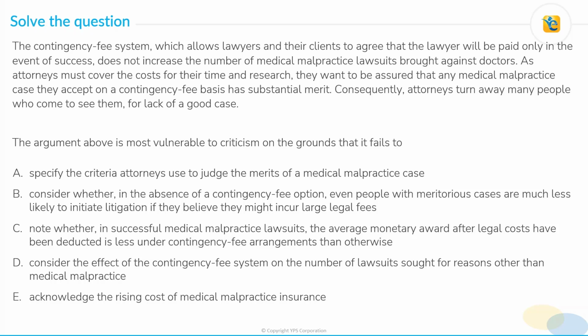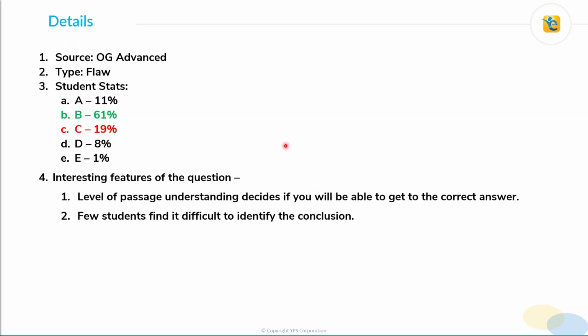Alright, so I'm assuming that you have solved this question. So let me share some interesting details. It is a flaw-based question from OG Advanced. The correct answer choice B has been selected by almost 61% of students. The trap answer choice here, which is choice C, has been selected by only 19% of the students.